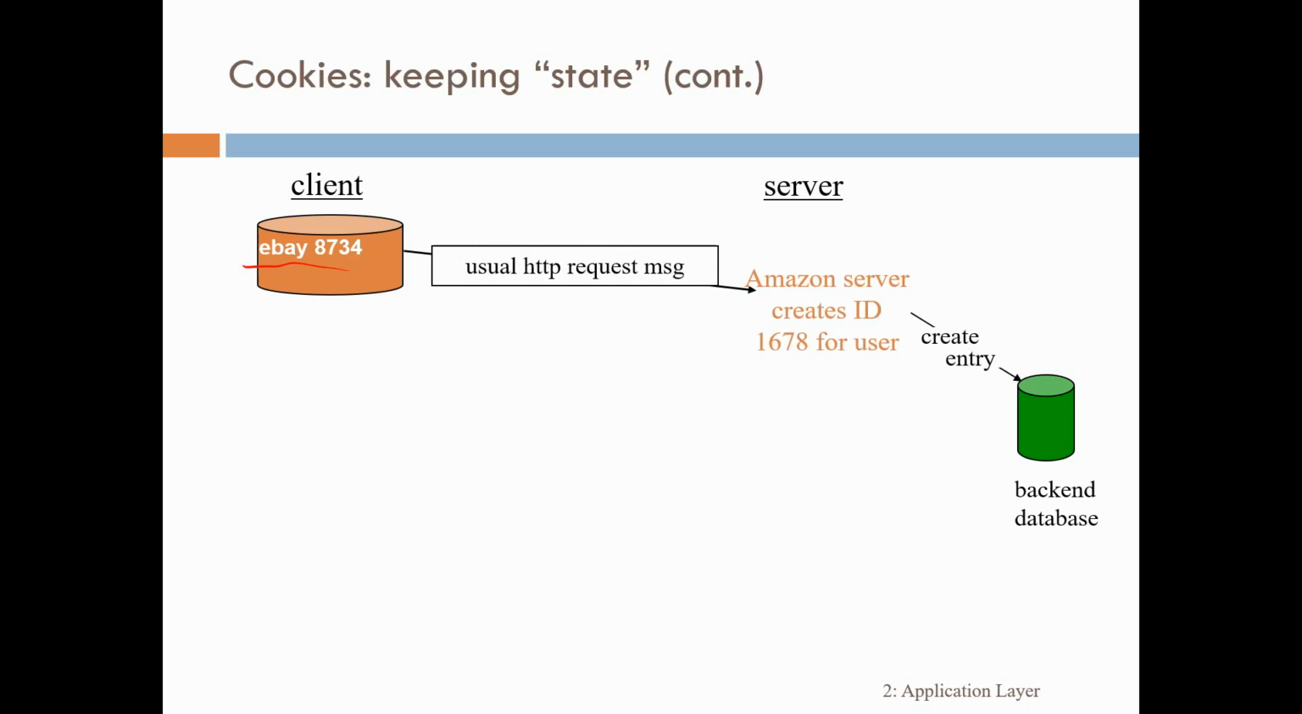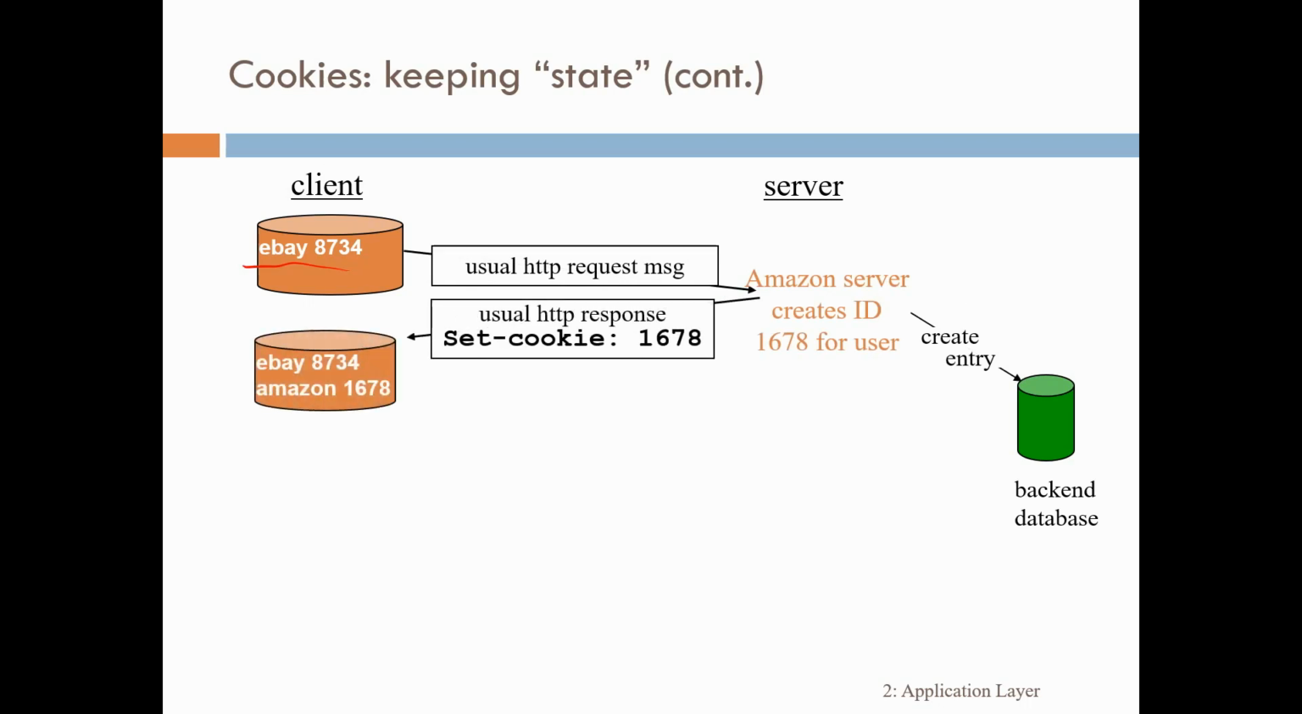So the client will send a usual HTTP request message, no cookie ID or anything. The Amazon server will receive this request and will recognize that the client is new. That means it doesn't have actually any cookie ID. The request is not containing any cookie ID. So when the server generates the response, it will include a new header line with the cookie ID. It says set cookie 1678. It means the server is providing the user with a new cookie ID. When the client receives this response, it will save this new entry in its cookie file.